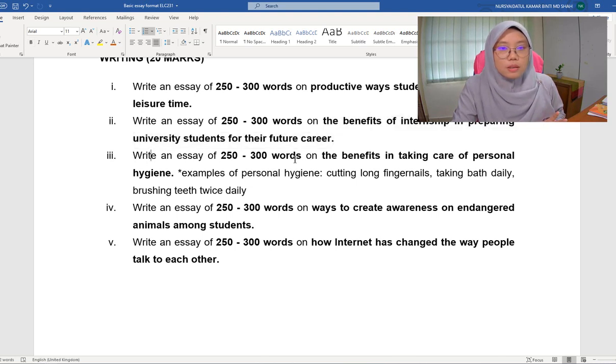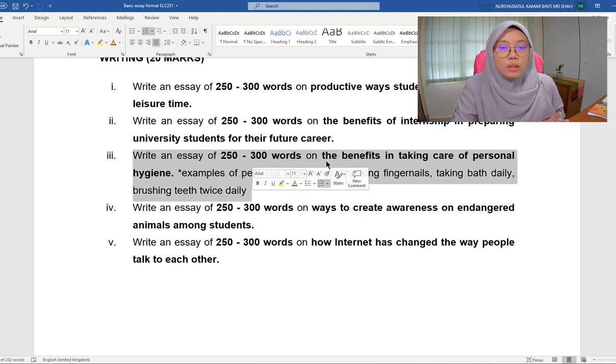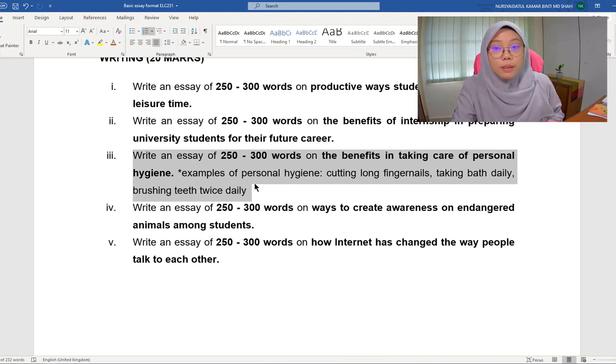Okay, the next question. Write an essay of 250 to 300 words on the benefits in taking care of personal hygiene. And the instruction already gives you the definition of personal hygiene, and examples of personal hygiene, for example, cutting long fingernails, taking a bath daily, brushing teeth twice daily. So what are the benefits of taking care of personal hygiene? So the 3 benefits. Why is it important to take care of your personal hygiene or personal cleanliness?